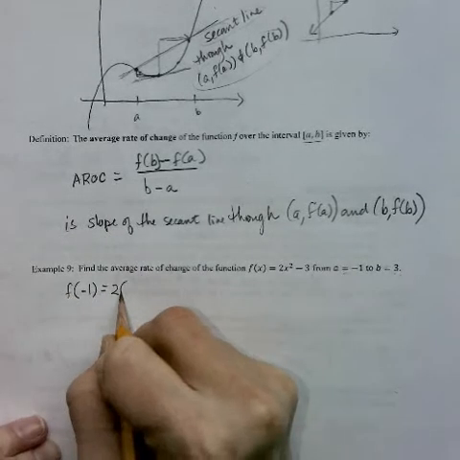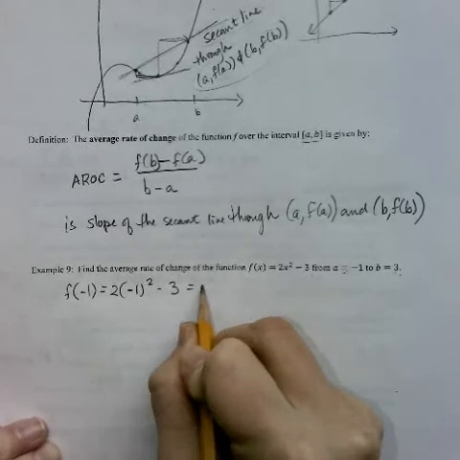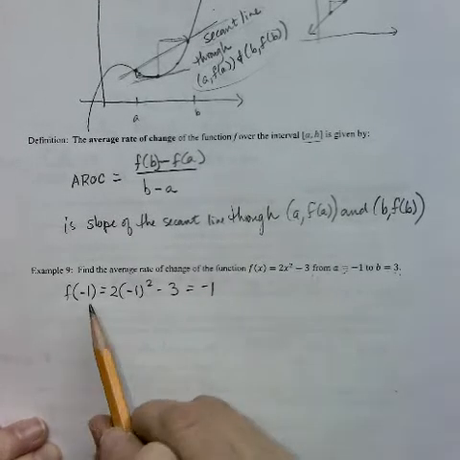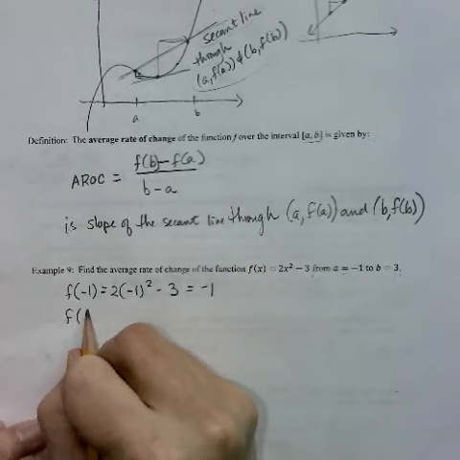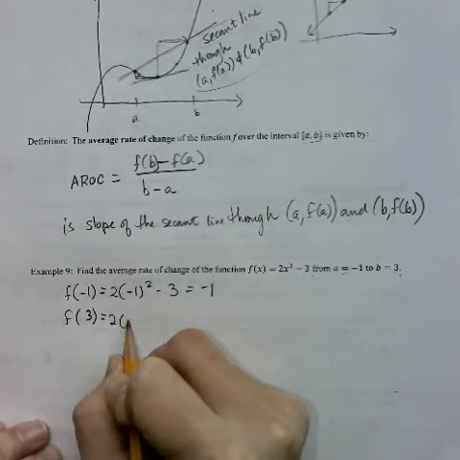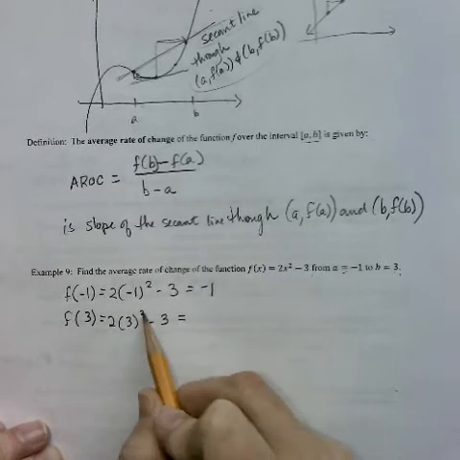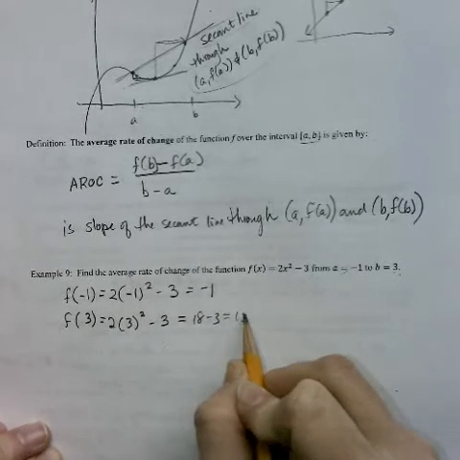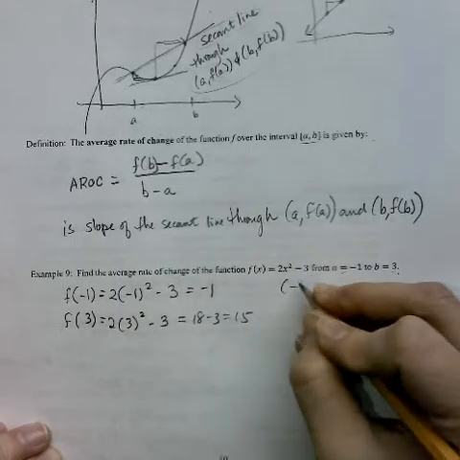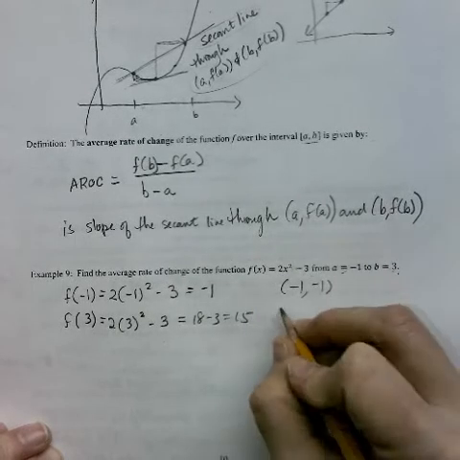2 times negative 1 squared minus 3. This is negative 1. So your ordered pair here is negative 1, negative 1. f at 3 is 2 times 3 squared minus 3. So that's 9 times 2, 18 minus 3, which is 15. So, you know, basically you're finding the slope through these 2 points, negative 1, negative 1 and 3, 15.